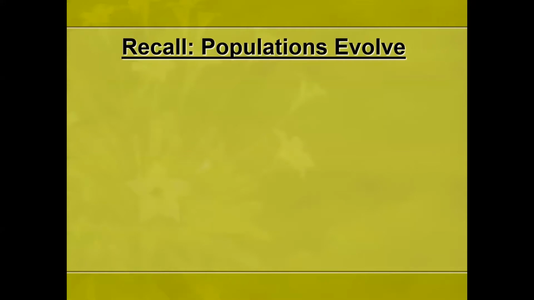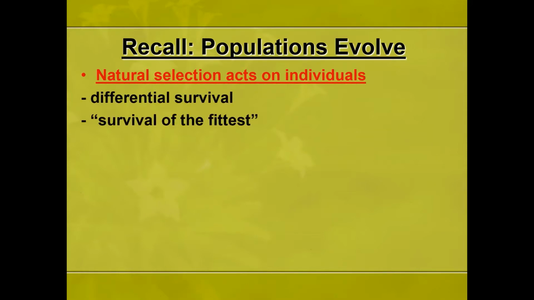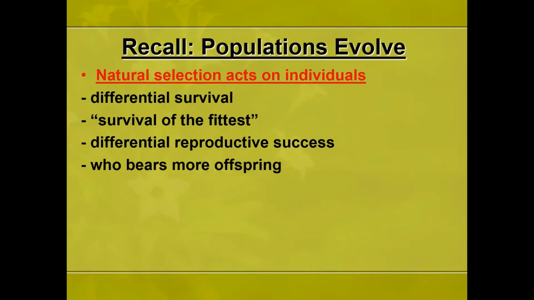So first thing we have to do is remember populations evolve. That is the smallest scale of evolution. Remember, natural selection can act on individuals. Some individuals can have better reproductive success, better differential survival. That's our survival of the fittest. Some individuals are going to be able to survive better than others, and they get to reproduce better. But remember, the entire population will end up evolving.